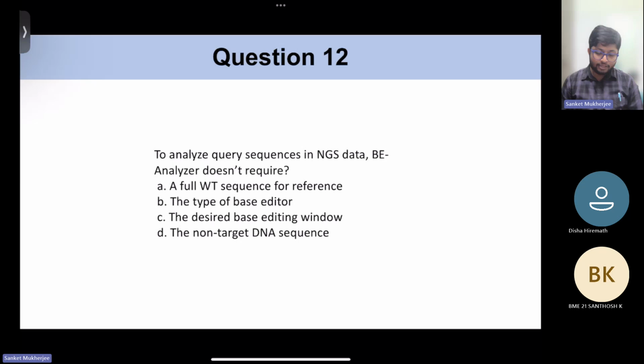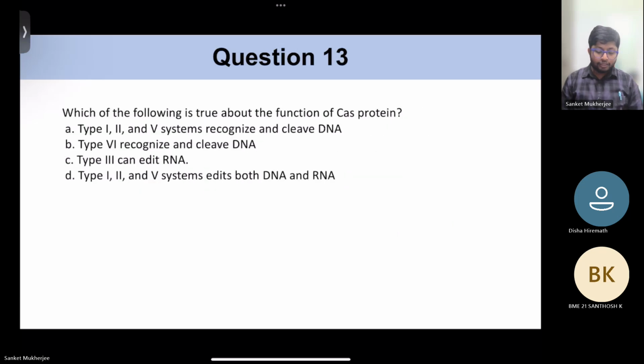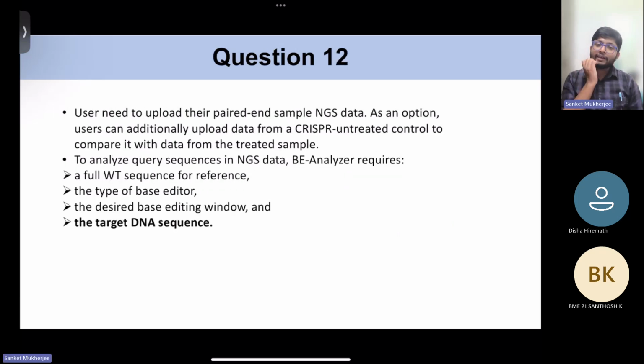Non-target DNA sequence is not required. It actually requires a target DNA sequence. So users need to upload their paired-end sample NGS data. As an option, they can additionally upload data from a CRISPR untreated control to compare it with the data of the treated sample. So CRISPR treated and CRISPR untreated you can use.